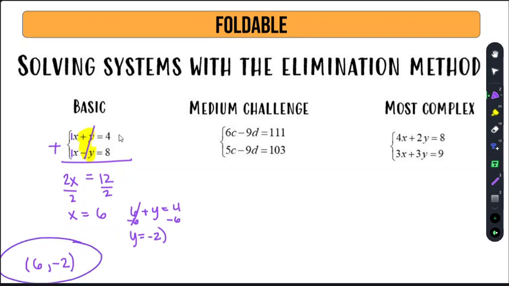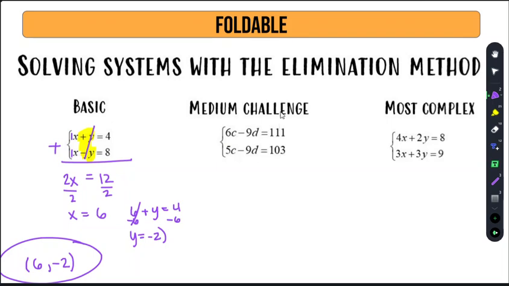Remember, I can always go back and check my work by substituting the coordinate point back into both equations. Just by using some quick mental math, 6 plus -2 is 4, and then 6 minus a negative 2 is going to change this to a +2, so 6 plus 2 is 8. So that checks out. Okay, that's the most basic.